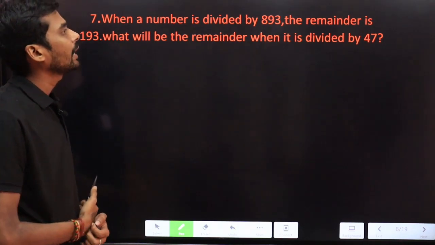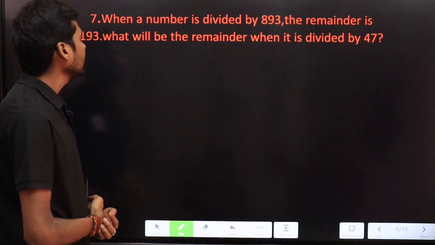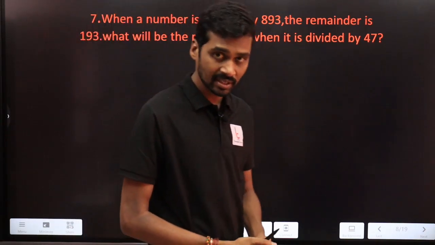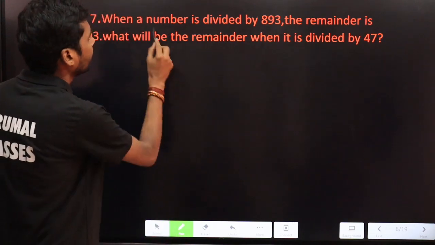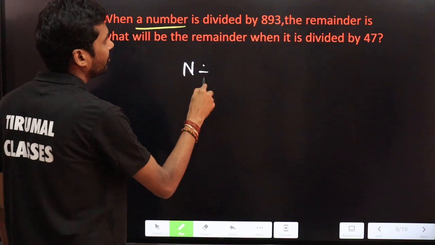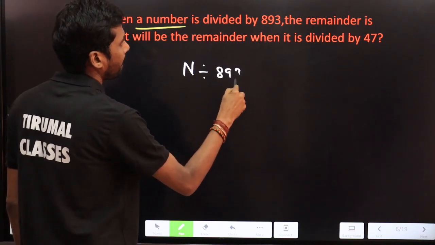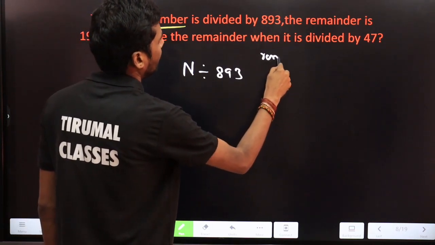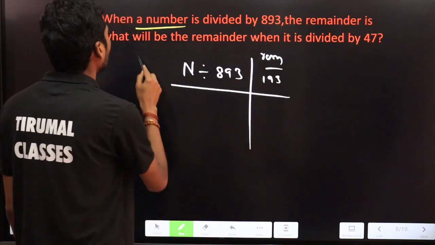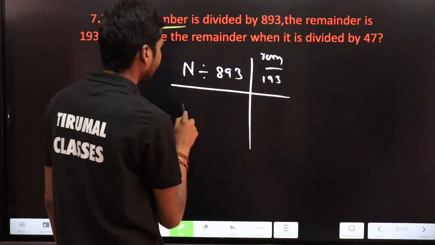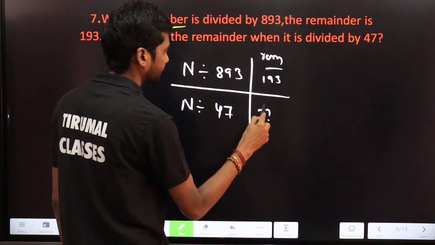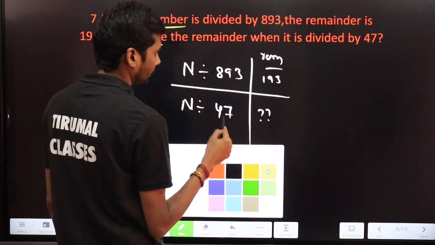When a number is divided by 893, the remainder is 193. What will be the remainder when it is divided by 47? Okay. Let's take the number as n. It is divided with which number? 893. What is the remainder? The remainder is 193. And the second one is, what will be the remainder when the number is divided by 47.